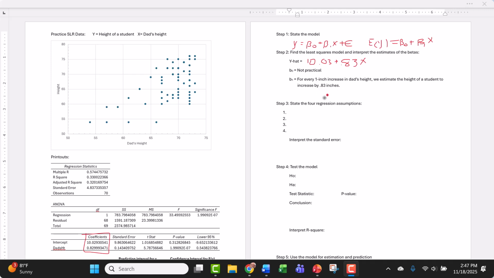That's a slope and a y-intercept. The slope will always be a practical interpretation. The y-intercept probably won't be. It could be in some situations, but probably not all.